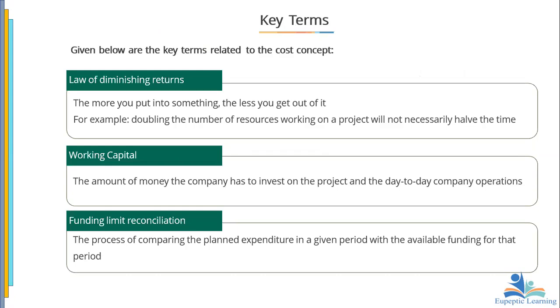These are the key terms that we should look at. The law of diminishing returns: the more you put into something, the less you get out of it. The working capital: the amount of money the company has to invest on the project and the day-to-day company operations. Then funding limit reconciliation: the process of comparing the planned expenditure in a given period with the available funding for that period.